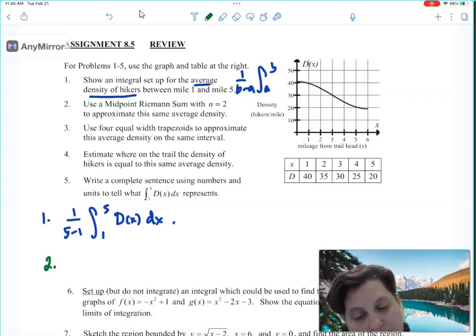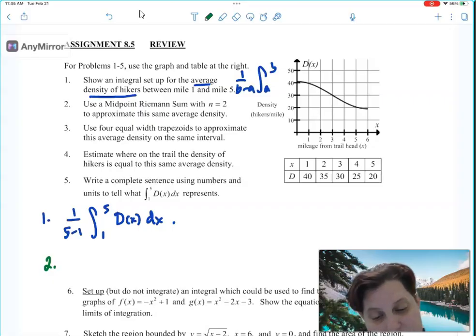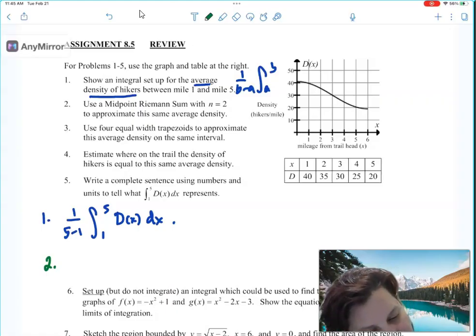Use a midpoint sum with n equals 2 to approximate this value, because it didn't give us an actual equation that I can integrate. So we're going to use a midpoint sum with n equals 2. That means I'm going to go from 1 to 5. So 1 to 3 will be my first rectangle, and 3 to 5. Remember that the height of the rectangles comes from the midpoint.